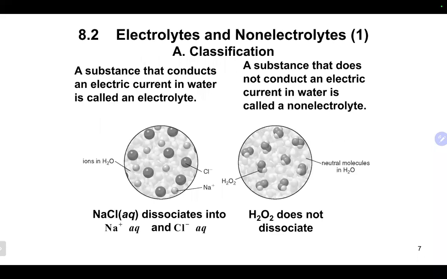So let's talk a little bit also about electrolytes and non-electrolytes. An electrolyte is a substance that when it goes for a swim, it will break apart into ions. And when it breaks apart into ions, it's able to conduct electricity because of the presence of those ions. So sodium chloride in water is a very good electrolyte. It will break apart 100% into sodium ions and chloride ions. And because there's a lot of ions floating around in that solution, it will conduct electricity really well.